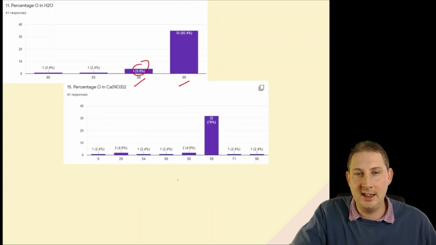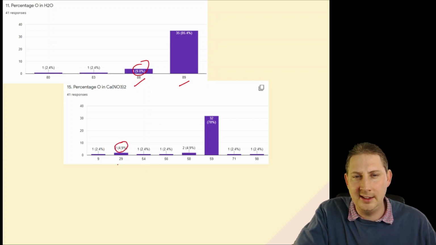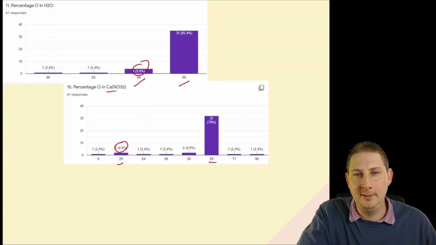The second mistake, you can see quite a lot of people here giving a percentage that is half of what the actual percentage is. And this is again people not realising that in calcium nitrate there are 3 times 2 which equals 6 oxygens.